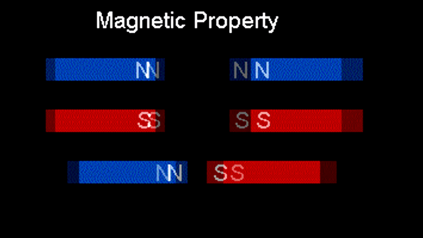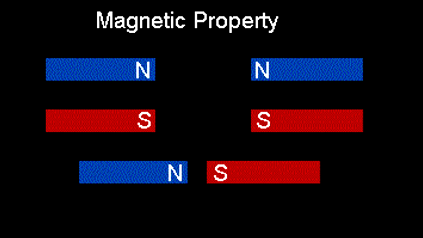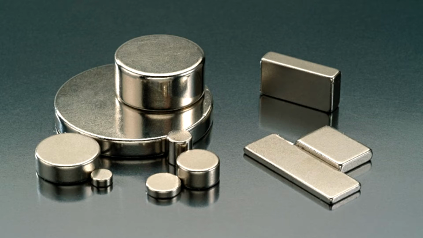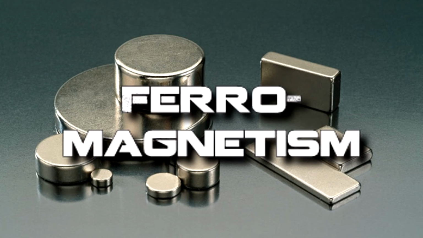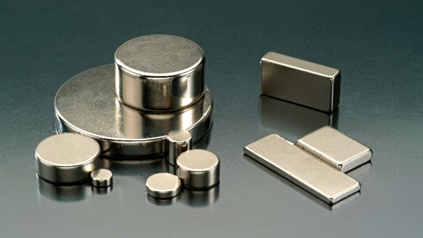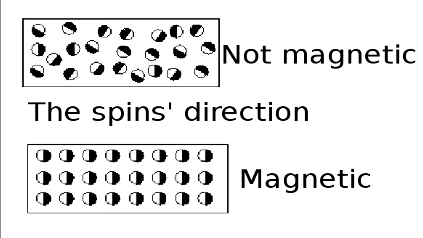Two opposite poles are attracted to each other. Two identical poles repulse themselves. There are several types of magnetism, and we chose to work on ferromagnetism and electromagnetism. In the case of the ferromagnetism, we used permanent magnets.